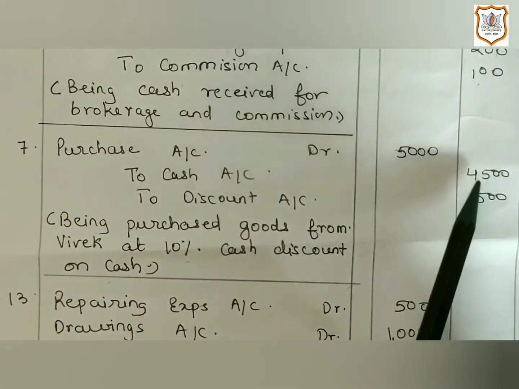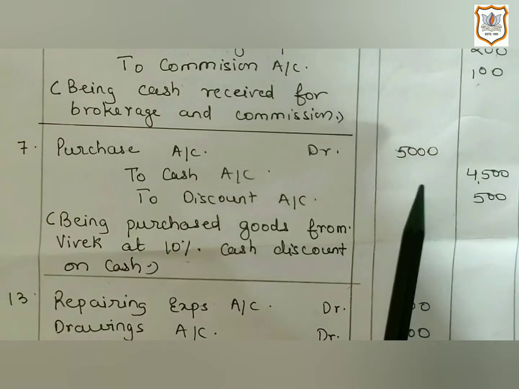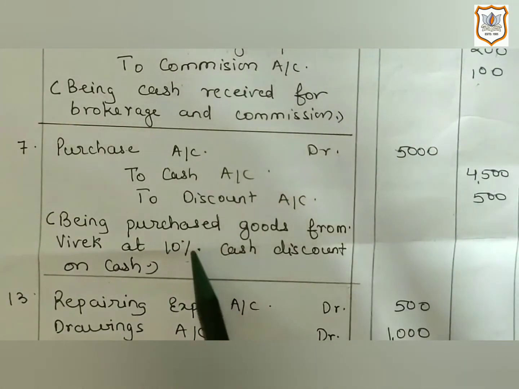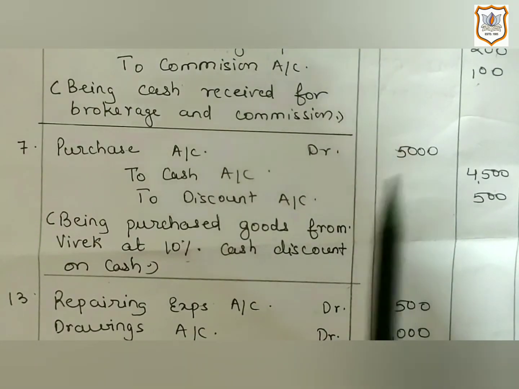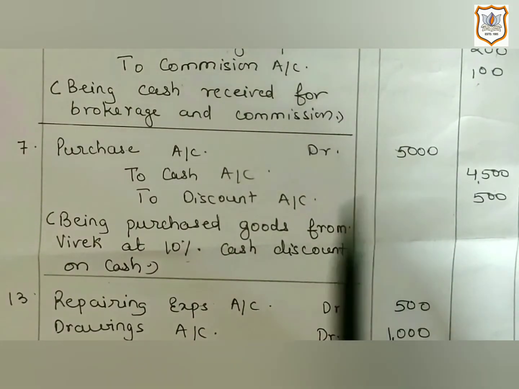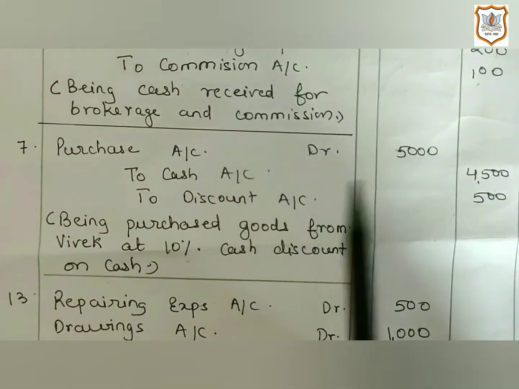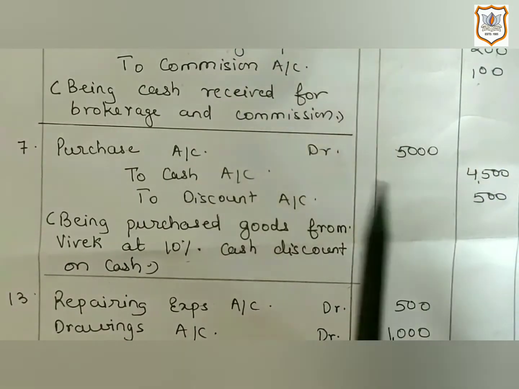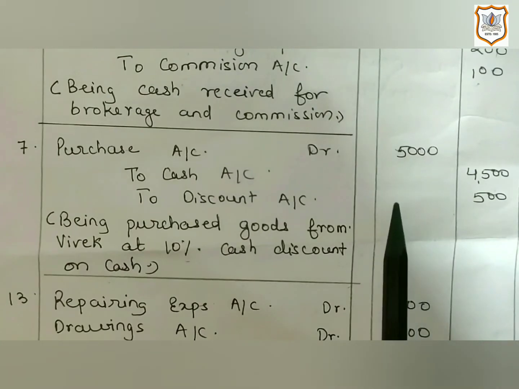So here cash account will be credited as per the rule of real account. But by what amount? 4500. Because here we are given cash discount of 10%. So 10% of 5000 means 500. So we are given here a discount of rupees 500. That means we had to pay only 4500. So our cash is going out by rupees 4500 only.